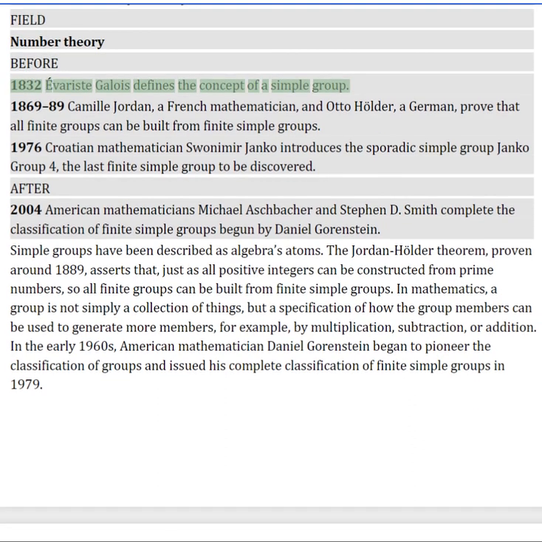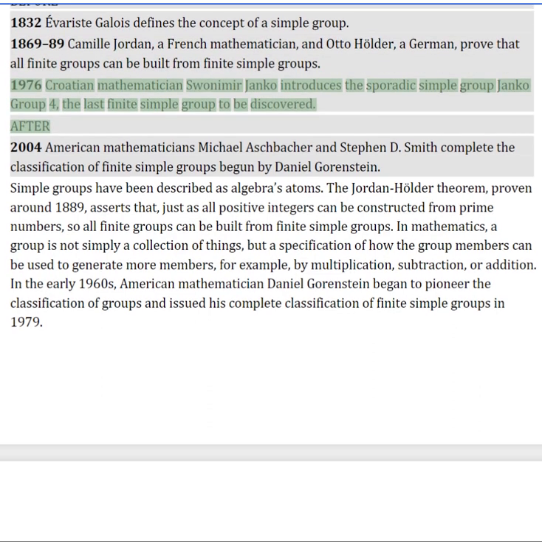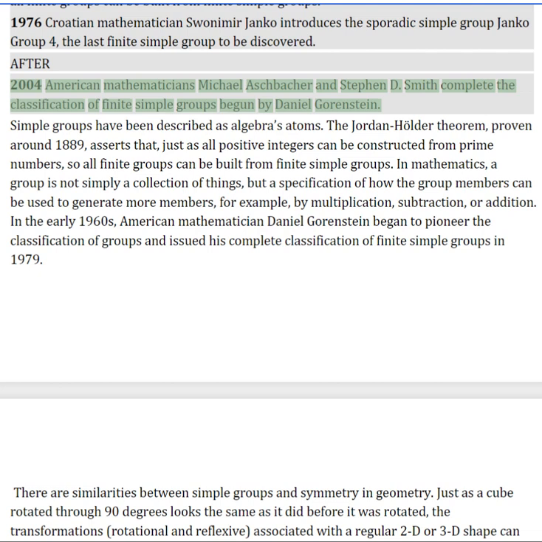Before 1832, Évariste Galois defines the concept of a simple group. 1869-89: Camille Jordan, a French mathematician, and Otto Hölder, a German, prove that all finite groups can be built from finite simple groups. 1976: Croatian mathematician Zvonimir Janko introduces the sporadic simple group Janko group 4, the last finite simple group to be discovered. After 2004, American mathematicians Michael Aschbacher and Stephen D. Smith complete the classification of finite simple groups begun by Daniel Gorenstein.